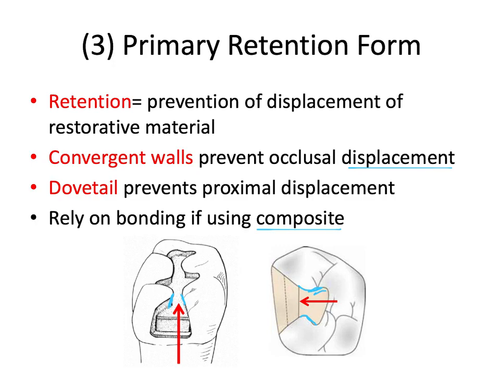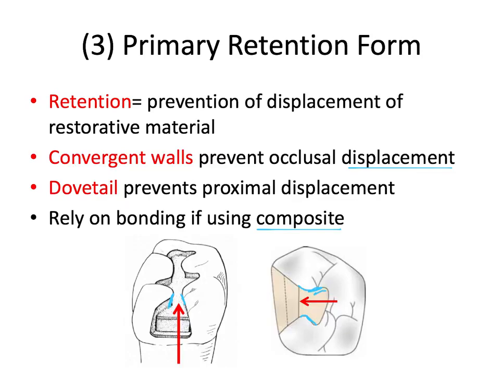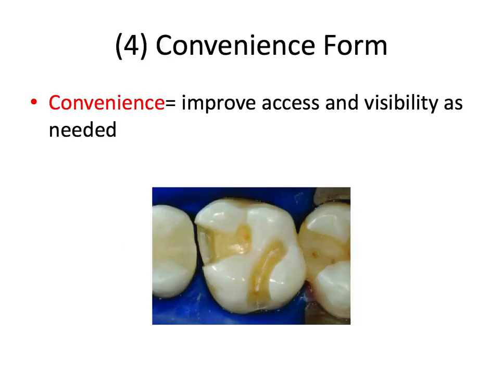And also note how both the 245 and 330 burrs that we talked about in the last video give you both resistance form, because you have these rounded ends of the burr that are naturally causing rounded internal line angles, and also you're getting primary retention form, because that pear-shaped occlusal convergence is built into the burr itself. So that's pretty cool and a smart design choice for those burrs.